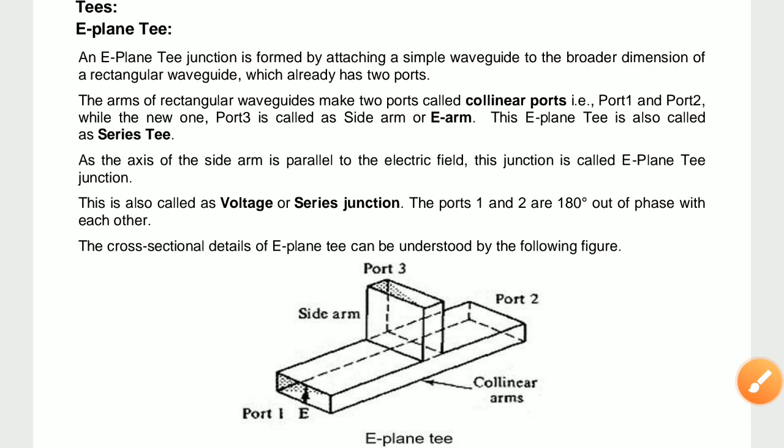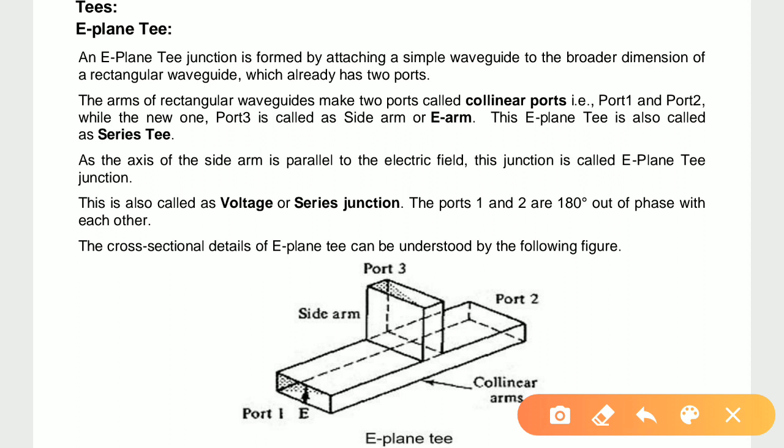So the cross-sectional view of this E plane T is given in this figure. Just distinguish it from the H plane T. In the case of H plane T, there were also 3 ports, which was obtained by joining a simple waveguide to the narrower dimension of the rectangular waveguide. But in the case of E plane T, there is also a 3-port device, which is obtained by attaching a simple waveguide to the broader dimension of the rectangular waveguide.